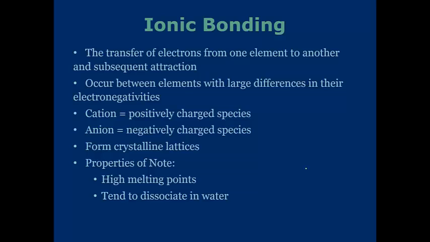The first style of bonding we're going to talk about is ionic bonding. This is when electrons transfer from one element to another and result in an attraction based on electrostatics. This occurs between elements with large differences in electronegativities, so generally this is a metal and a nonmetal. It involves the formation of a cation and an anion, cations being positive, anions being negative.